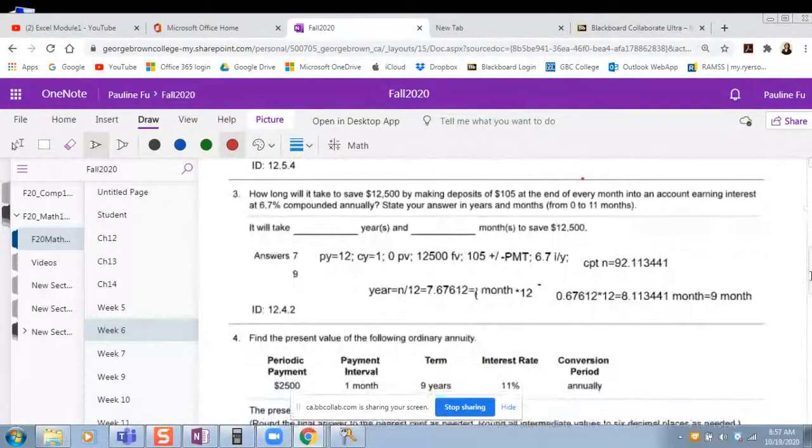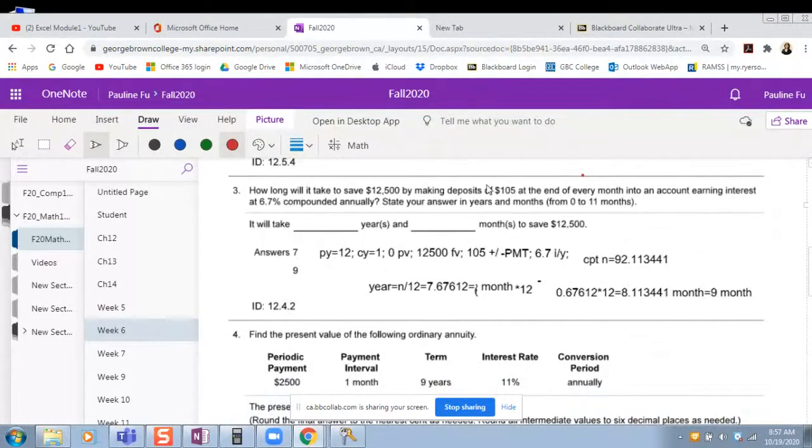Next, let's do a question for the term N. How long will it take to save 12,500 by making deposits of $105 at the end of every month into an account earning interest at 6.7 compounded annually?